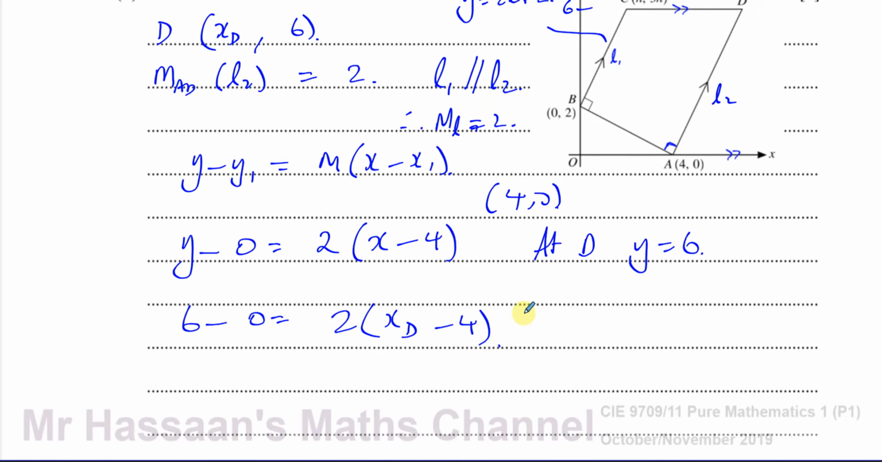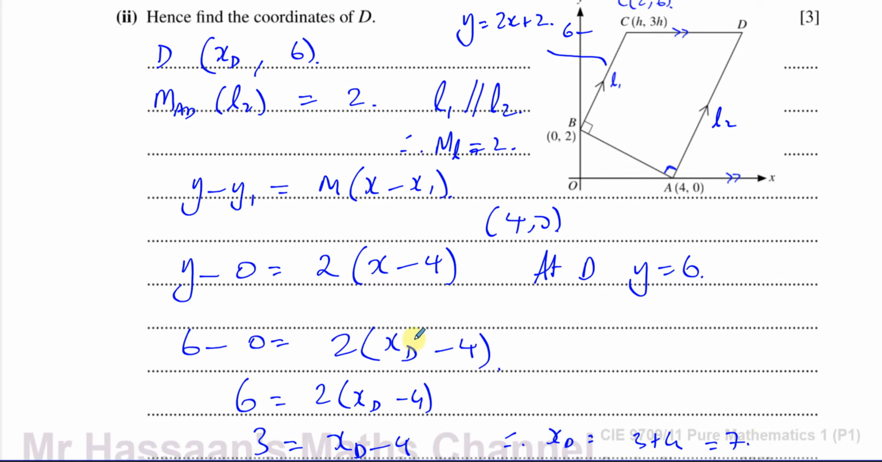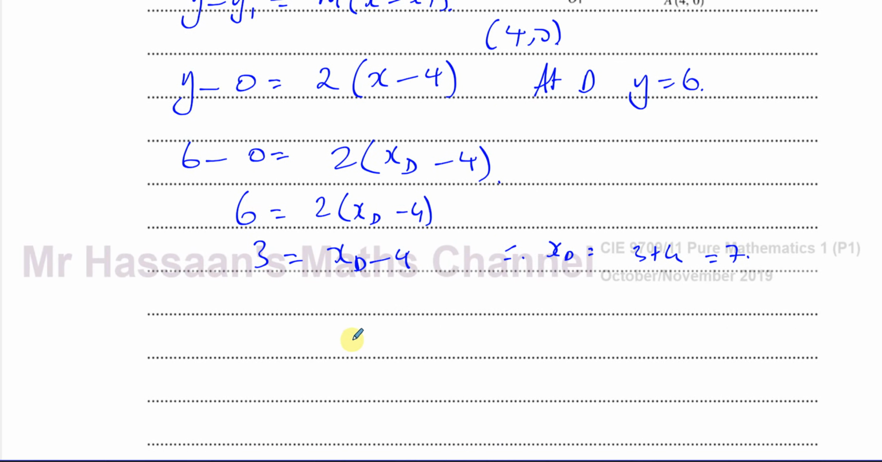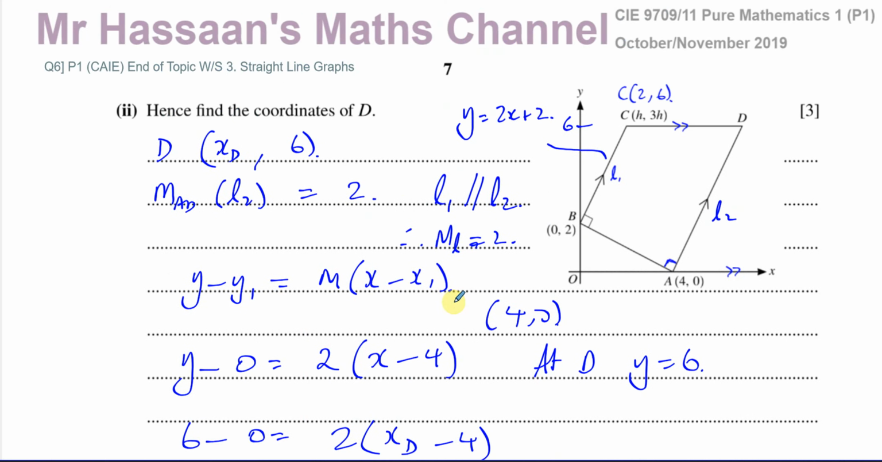Okay, so now I can just say 6 is equal to... I can divide both sides by 3 actually after this, it'll make it easier for me. So I'll have 3 equals xd minus 4. Therefore, xd is equal to 3 plus 4, which is 7. So therefore, we can say that the coordinates of D are 7 and 6. And there is the answer to part 2 of this question.